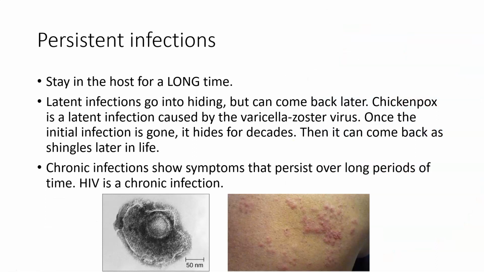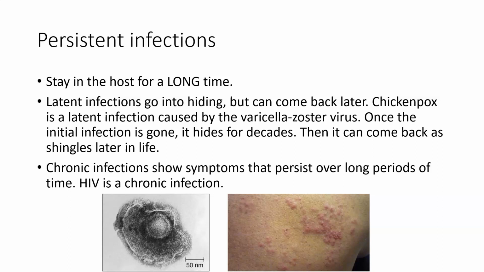Okay. In terms of infections, there's two major types of infections, persistent infections and acute infections. Persistent means you're going to have that infection for a long period of time. Acute means you have it for a short period of time. And your book doesn't even talk about acute infections at this point. For persistent infections, there's two subtypes, latent and chronic.